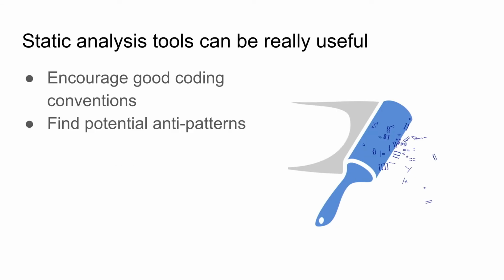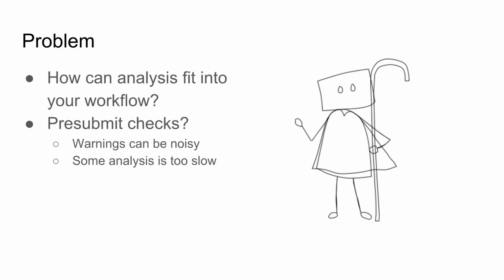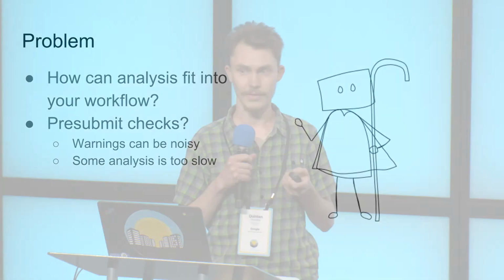The background is that static analysis tools like linters and more advanced static analysis tools can be really useful. They can help encourage and enforce good coding conventions and consistent style, and they can find anti-patterns and potential problems in code. But the question is, how does it integrate into your workflow? If it doesn't run automatically, you might run it sometimes, but not all the time, and so you may not be getting all of the usefulness that you could out of static analysis tools.